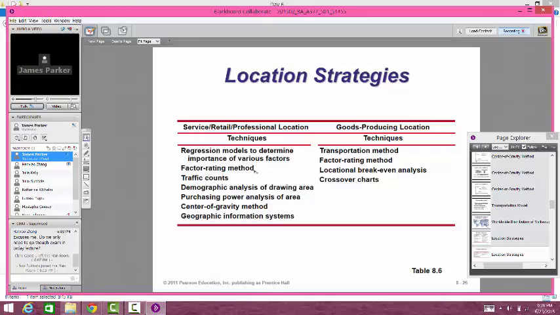So, regression models, factor rating, but you can use factor rating over here as well. Traffic counts, geographic information systems. The geographic information systems model they're going to show you on the video.